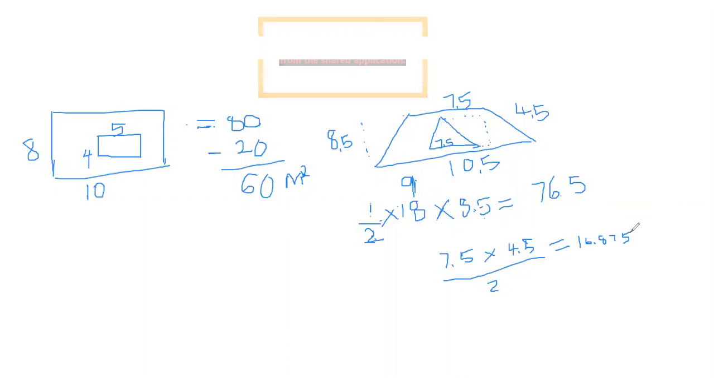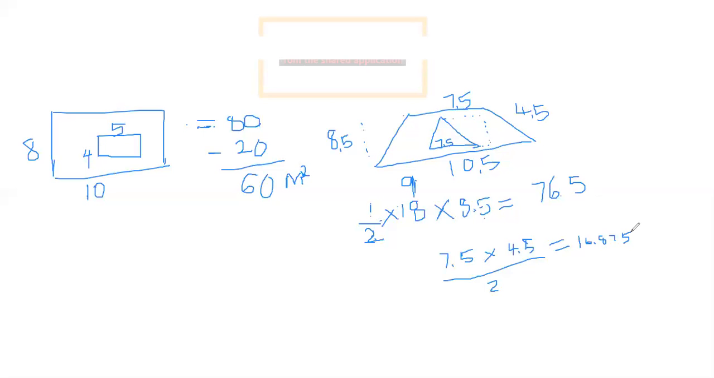10.5 plus 7.5. Then whatever I get here, I multiply it by the height, which is 8.5. I'm going to get 153. Then I divide that number by 2. I get 76.5. Then this answer that I get, I'm going to subtract, sorry, not add, I'm going to subtract 16.875.